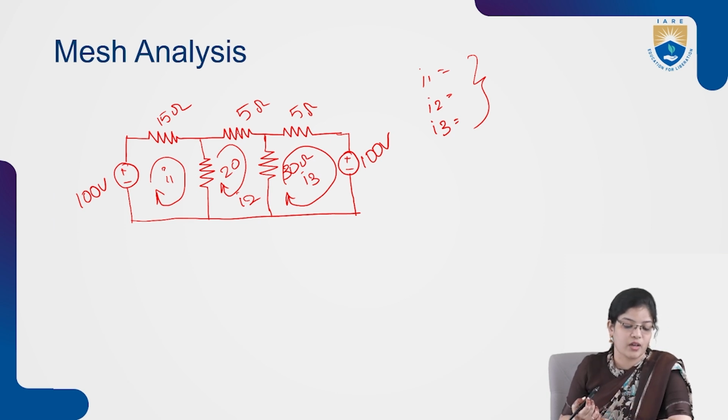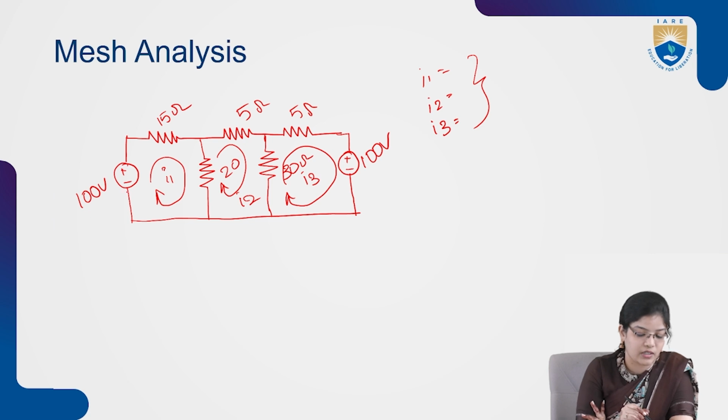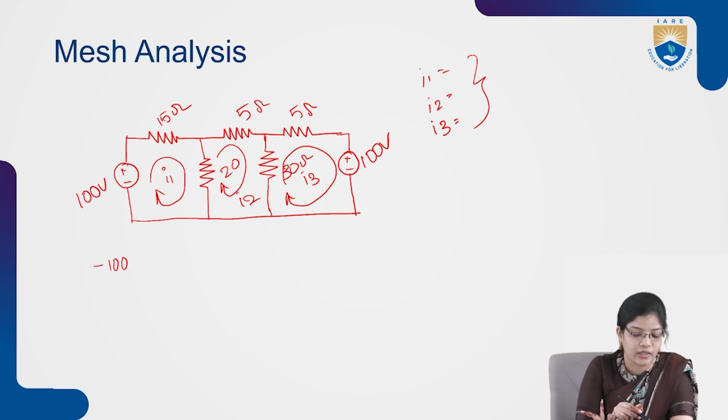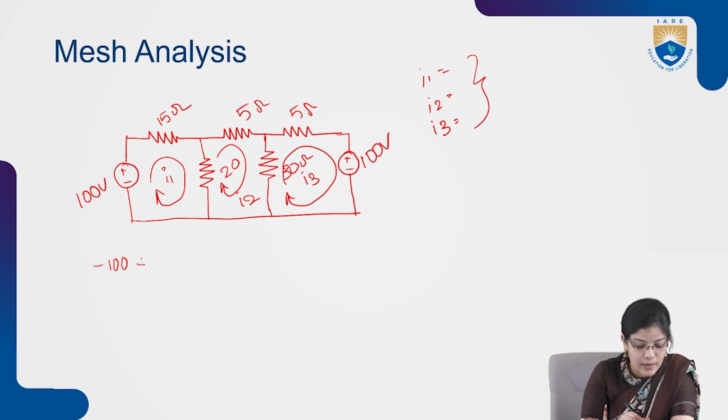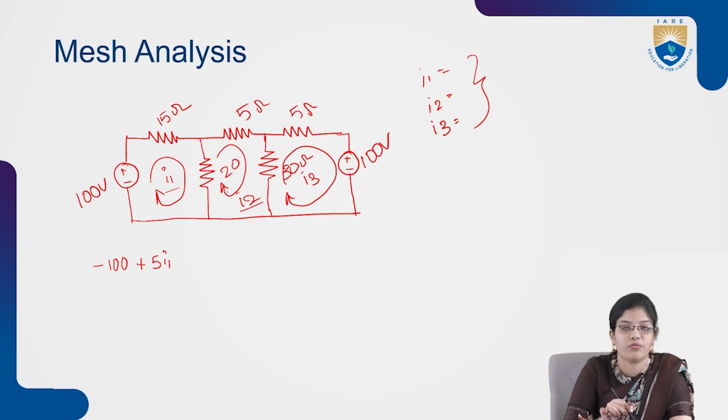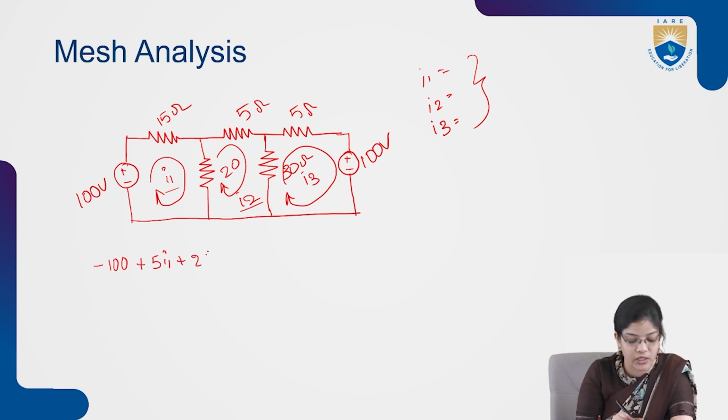So for the first mesh we have to write the equation. As the current is flowing from negative to positive, it can be written as minus 100, and across the first mesh the current flowing in the first element will be taken as plus 5I1. If we consider the 20 ohms element, this is connected in between I1 and I2. So as we are considering mesh 1, we have to consider I1 first, so it will be taken as plus 20 (I1 minus I2) equals 0.